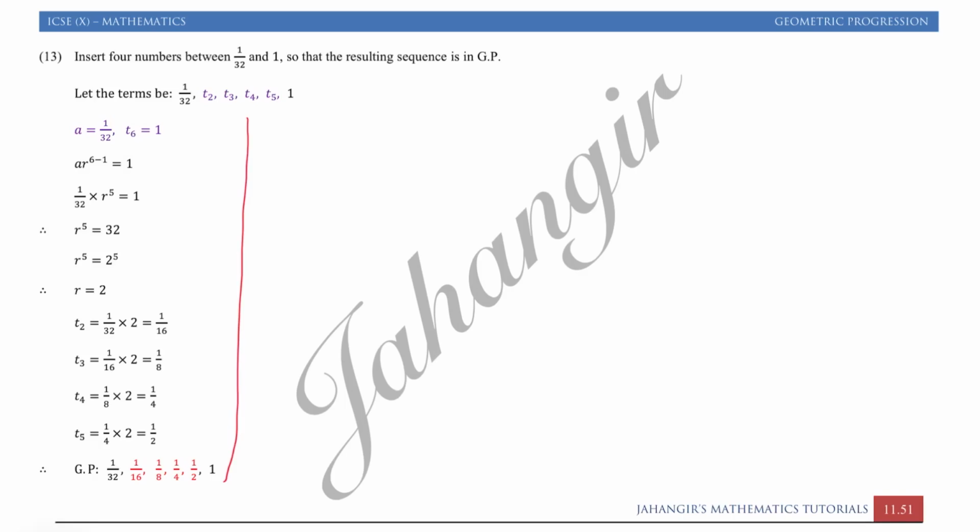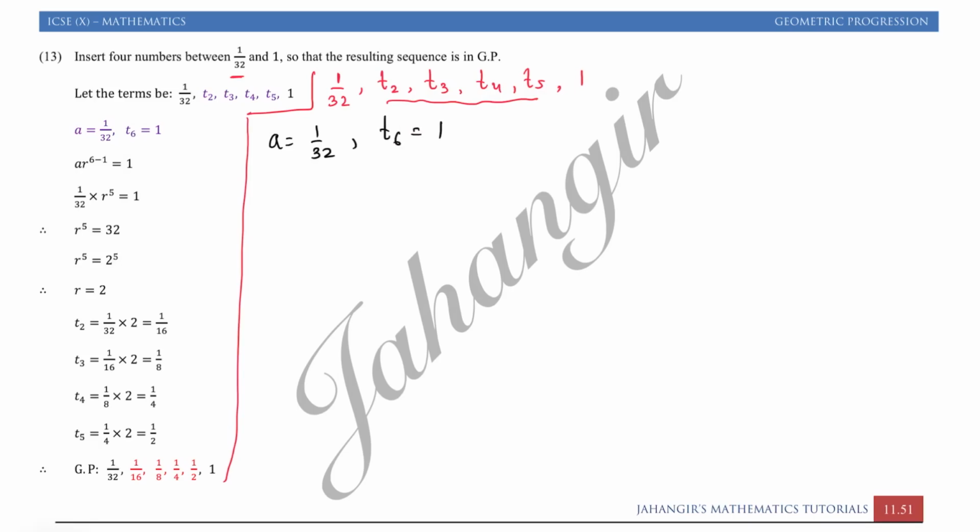Question number 13. Insert 4 numbers between 1 by 32 and 1. So let us write the first term as 1 by 32, that is A, which can be written as T1, then T2, T3, T4, T5. These are my 4 numbers which I am putting in between 1 by 32 and 1. Our first term is 1 by 32 and the sixth term T6 is 1.